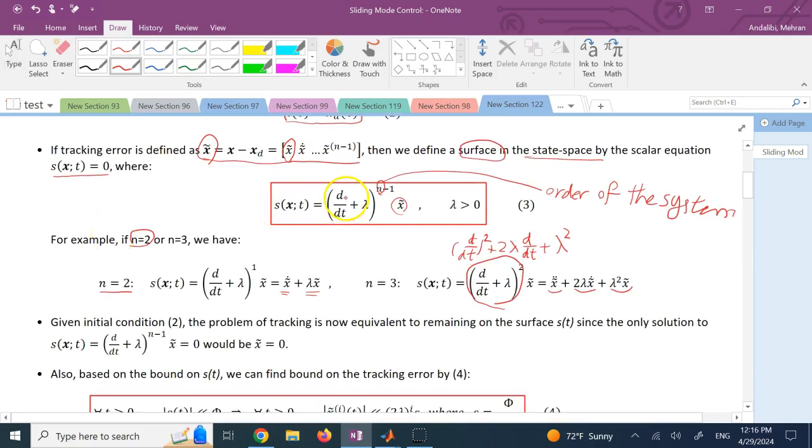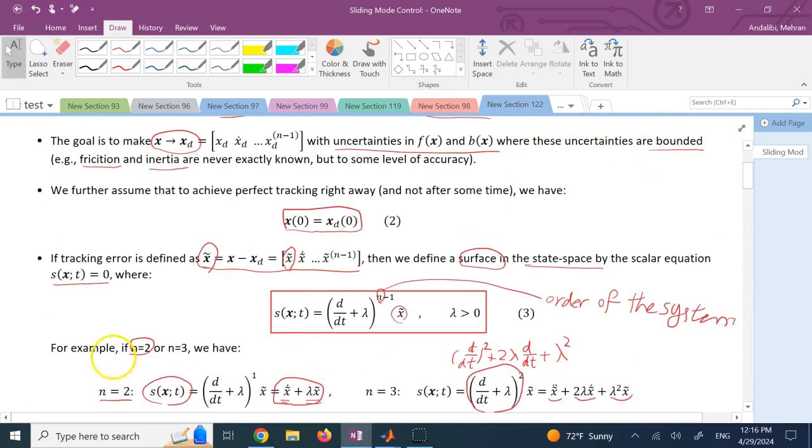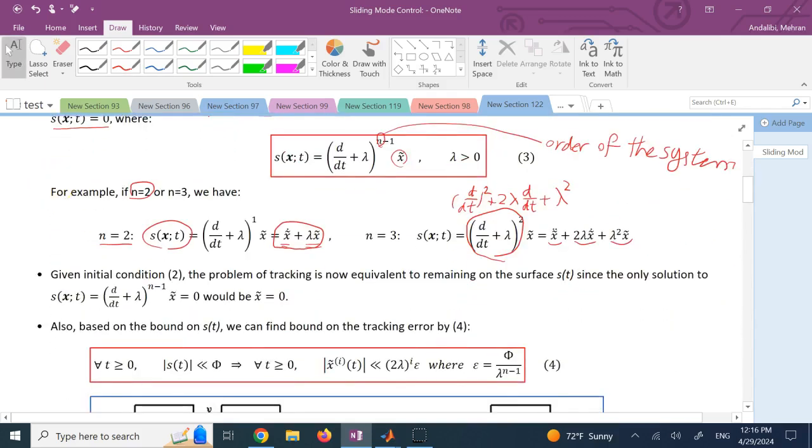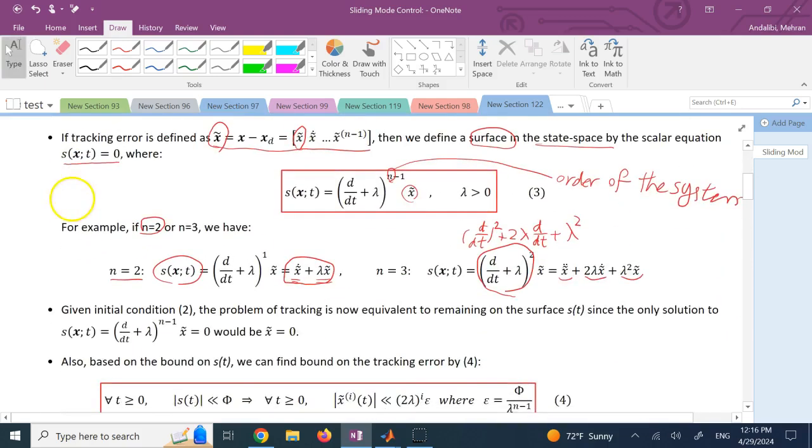But here we define this, and if you look at my previous videos, you see that this is basically the same as that combined error, especially for a second order system, right? Remember that was E dot plus lambda times E. This is the similar idea. So now what do we do? Now, if the initial condition is satisfied, which means the system starts at the same initial condition as the desired one, the problem of tracking, which is forcing x to converge to x desired, now is going to be equivalent to what?